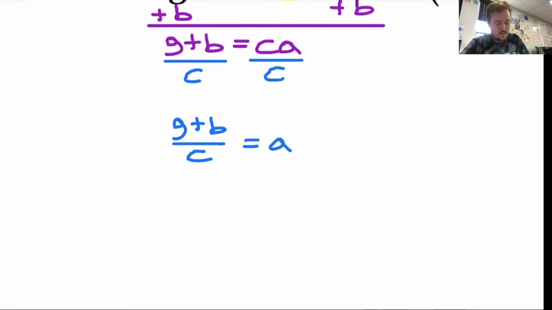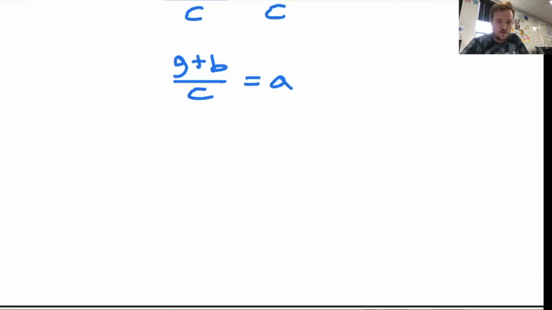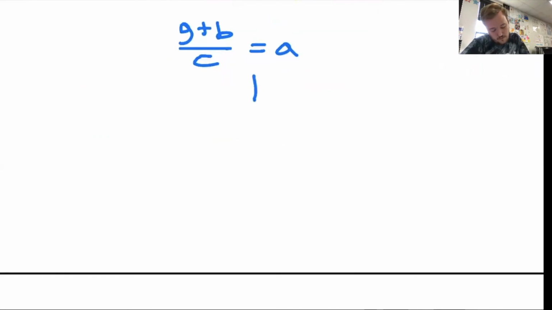And that equals a. So once again, just like before, just want to flip it around because I want my variable on the left side. So a equals g plus b over c.